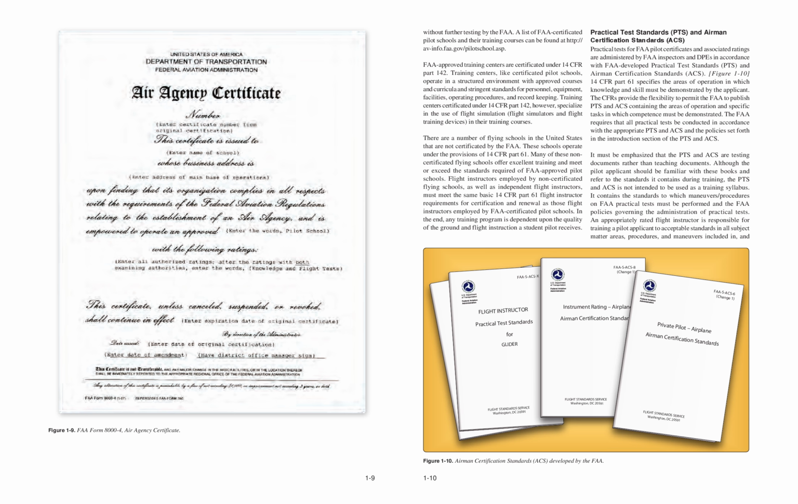FAA-S ACS-8, Change 1. Flight Instructor Practical Test Standards. Instrument Rating, Airplane. Airman Certification Standards. 4. Glider. FAA-S ACS-6, Change 1. Private Pilot, Airplane. Airman Certification Standards. Flight Standards Service. Washington, D.C. 20591. Flight Standards Service. Washington, D.C. 20591. Flight Standards Service Washington, D.C. 20591. Figure 110. Airman Certification Standards, ACS, developed by the FAA. 1 to 10.